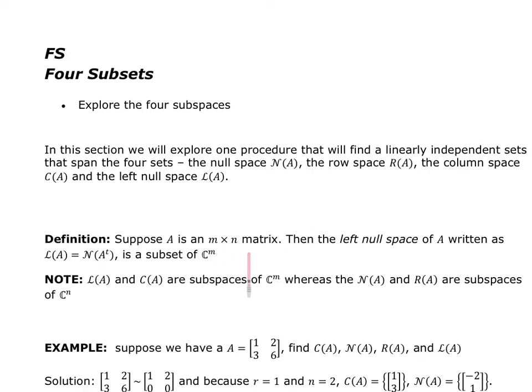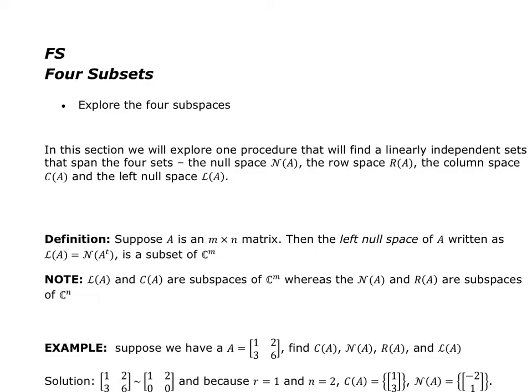Suppose A is an m by n matrix. Then the left null space of A, written as cursive L of A, is the null space of A transposed, and this will be a subset of the complex vectors of size m. Note that the left null space of A and the column space of A are subspaces of the complex vectors with m entries, and the null space of A, not the left null space, and the row space are subspaces of the complex vectors of n entries.